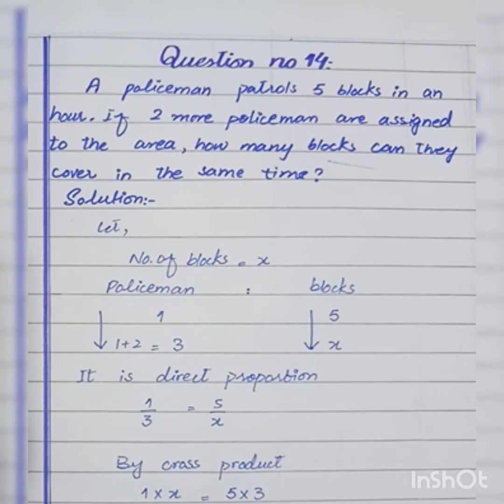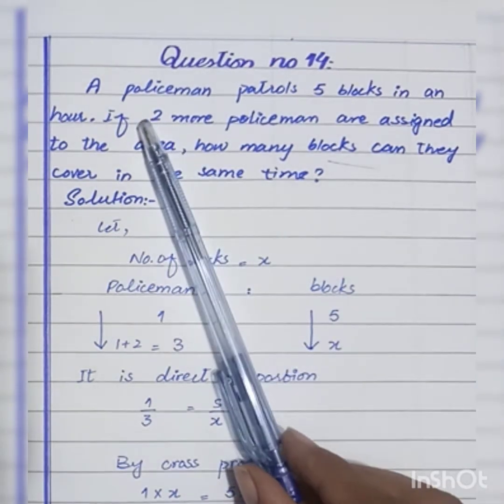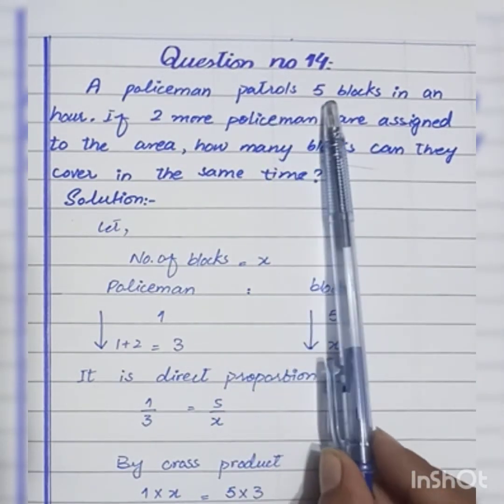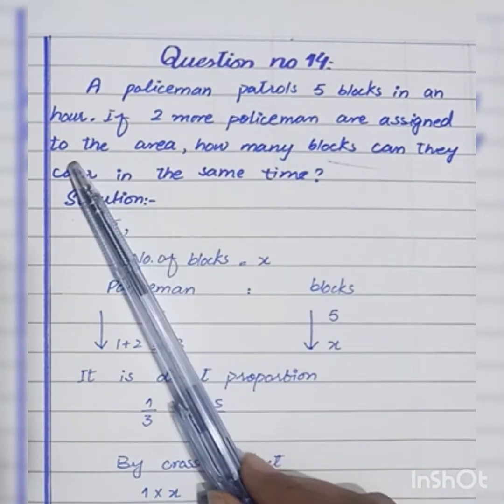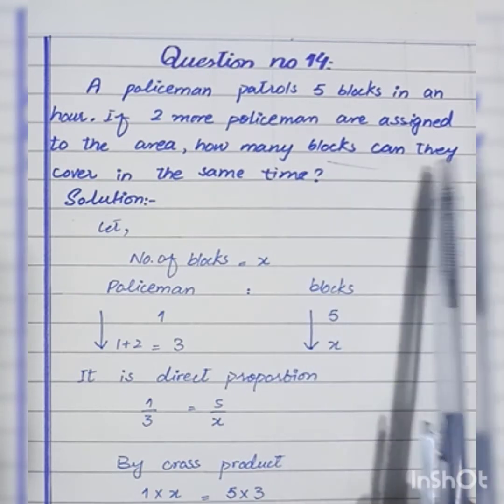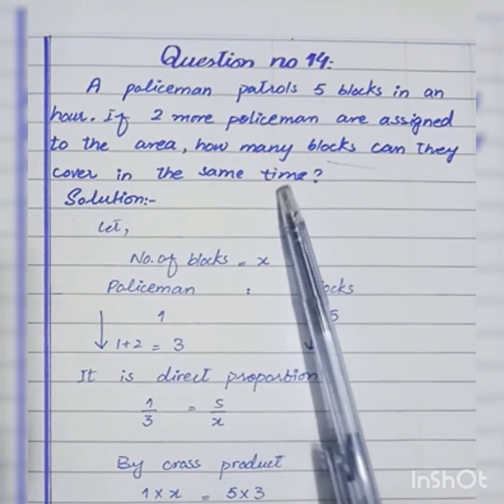Now our next question is question number 14, that is a policeman patrols 5 blocks in an hour. If 2 more policemen are assigned to the area, how many blocks can they cover in the same time?